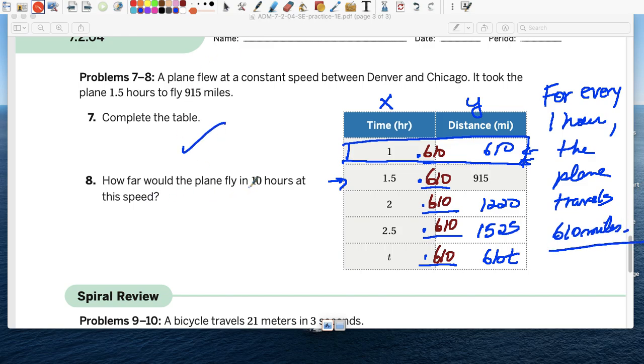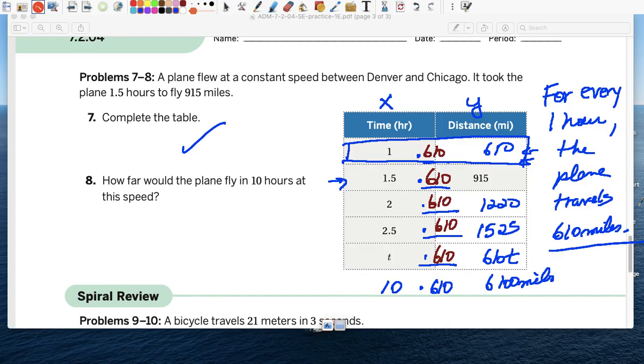How far would the plane fly in 10 hours? Well, let me put a 10 over here. If it's 10 hours, what do I have to do? Just multiply it by 610. And 10 times 610 would be just 6,100 miles.